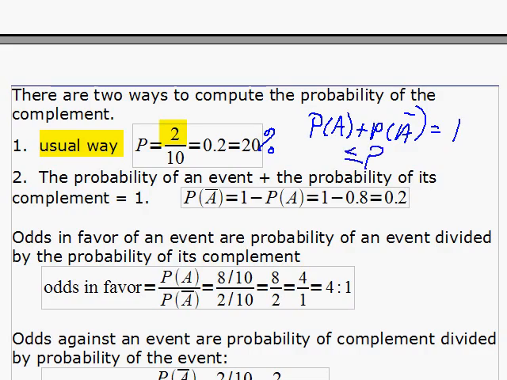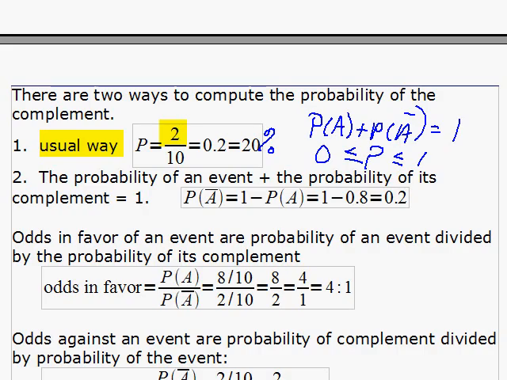Probability goes between 0 and 1. If you're using percent, it goes between 0 and 100%. A probability of 0 means whatever you're talking about will never occur. A probability of 1 means what you're talking about will always occur anytime you do the experiment.